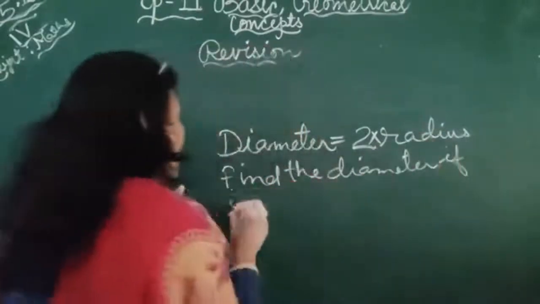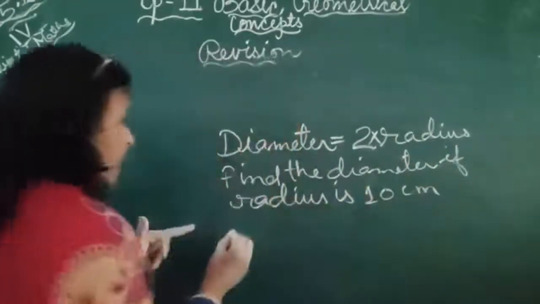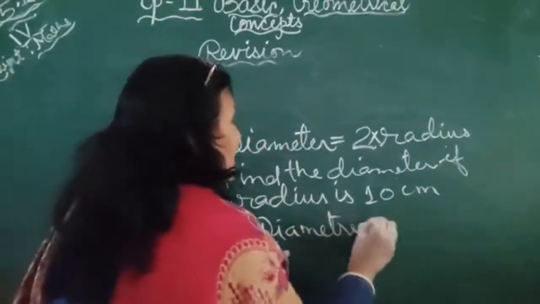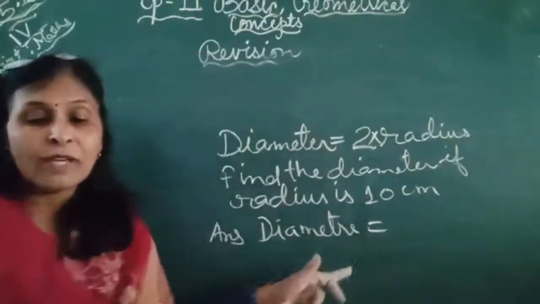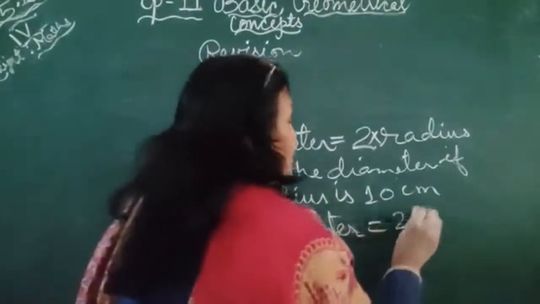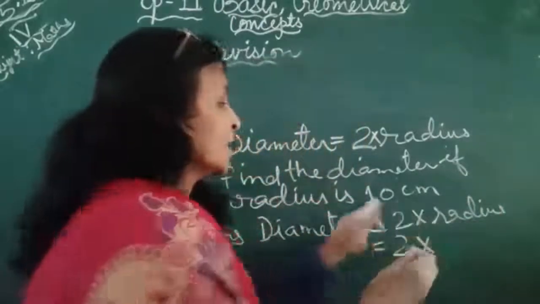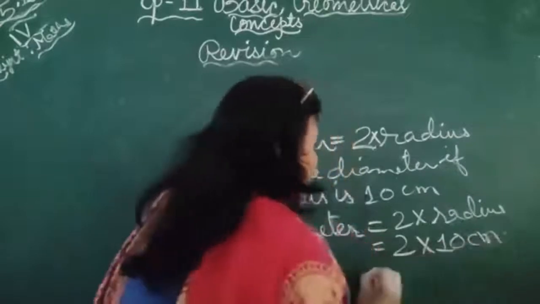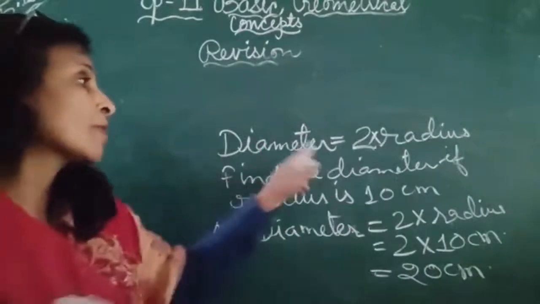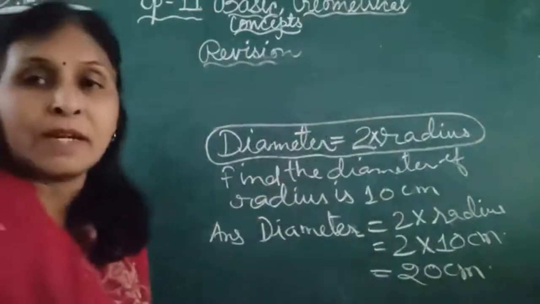If radius is 10 centimeter. Then first we write the formula, that is diameter is equals to, first always we write the formula, diameter is equals to 2 multiplied by radius, and we substitute the value of radius here, that is 10 centimeter, and diameter is 20 centimeter. So you should remember this formula, diameter is equals to 2 multiplied by radius.